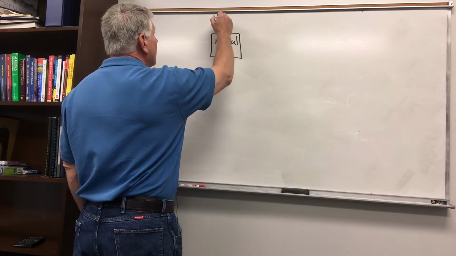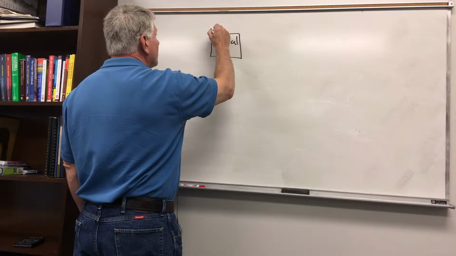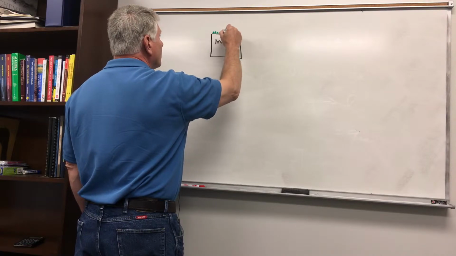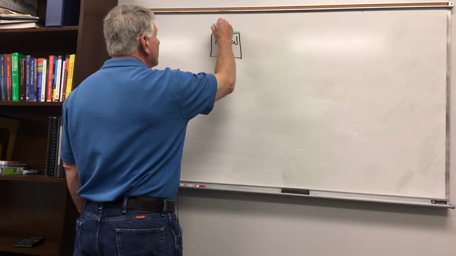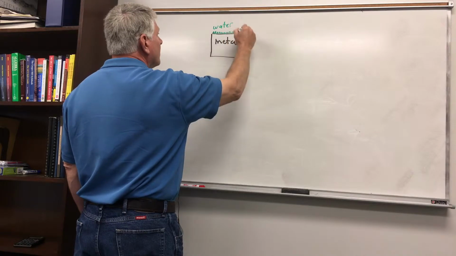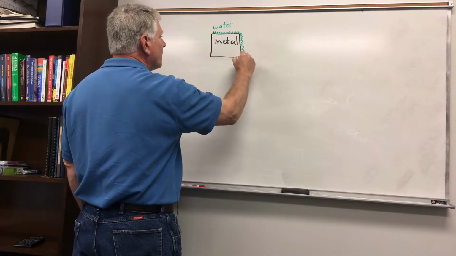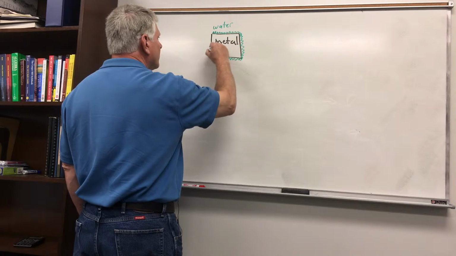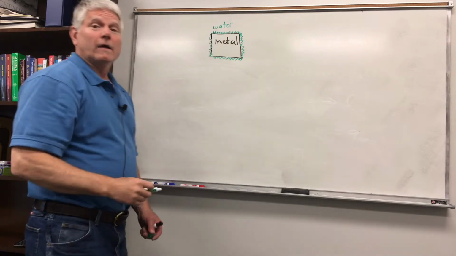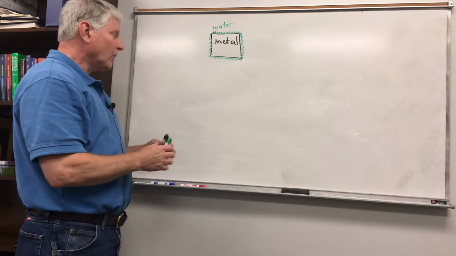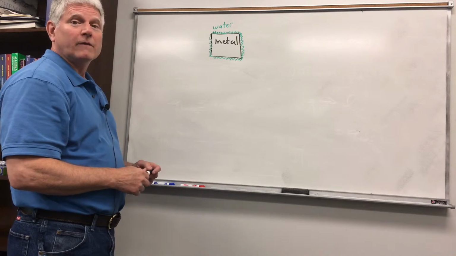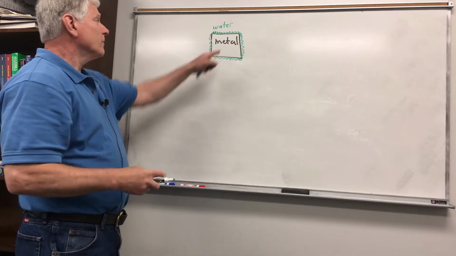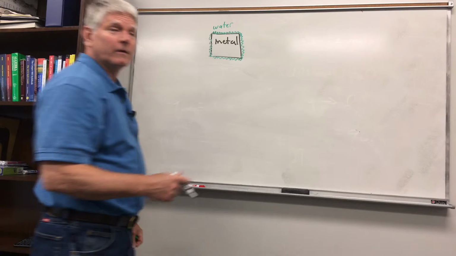So we're going to have a liquid, say water, forming dew on the surface of the metal block. And we want to know the final temperature of the metal after we form dew on the block.